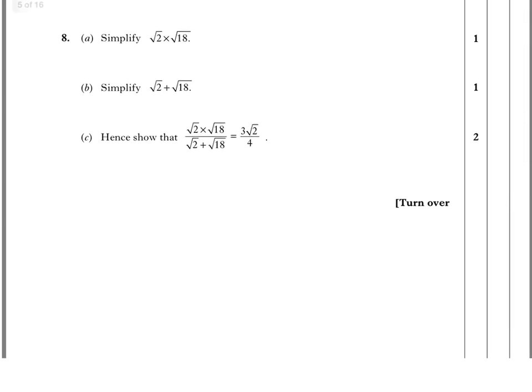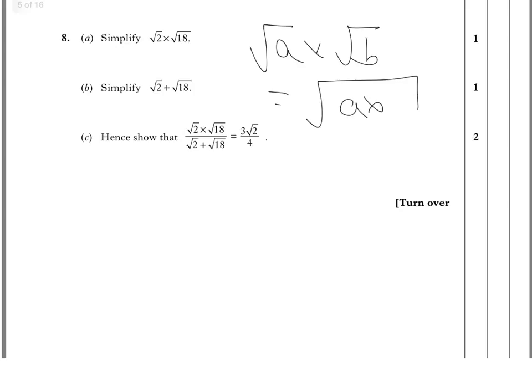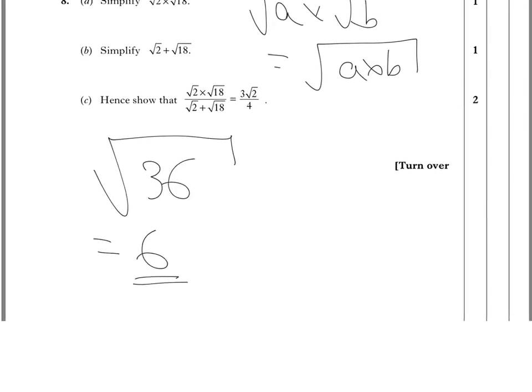Section 27, question 2. Part A, simplify root 2 times root 18. Well, we're just using the fact that root A times root B is equal to the square root of A times B. So root 2 times root 18 is the square root of 36. Since 2 times 18 is 36, square root of 36 is 6.